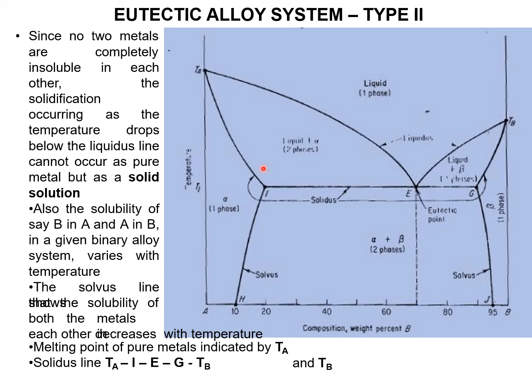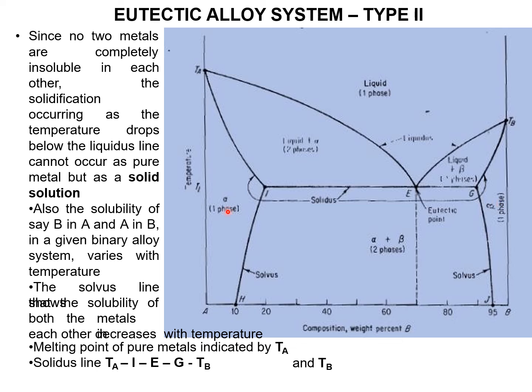So here, this region we are having liquid plus alpha. This region we are having liquid plus beta. So at the bottom of this eutectic reaction we are having two phases, both alpha plus beta. Now the left side we have the alpha region and the right side we have the beta region.